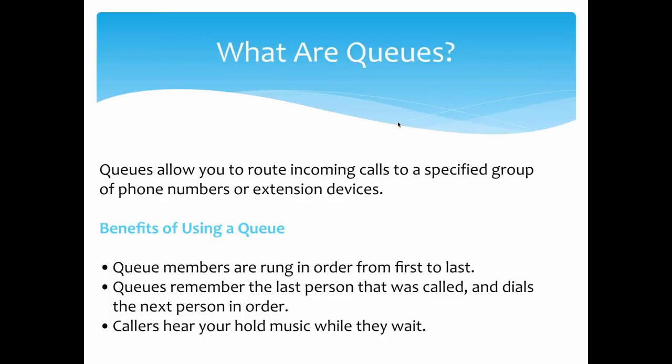There are some benefits to using a queue. Queue members are rung in order from first to last, and the queue will also remember the last person that was called and it'll dial the next person in order. So this is really cool if you want to make sure you're divvying up the amount of calls that your sales team or customer service team is getting. Queues are perfect for that application. And a final benefit is that while your callers are in the queue, they'll get some pleasing hold music to wait to, and they can also hear an announcement greeting until their call is answered.